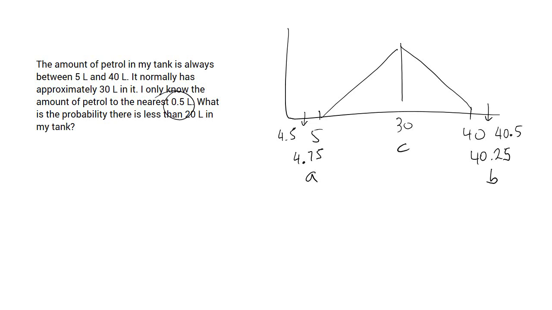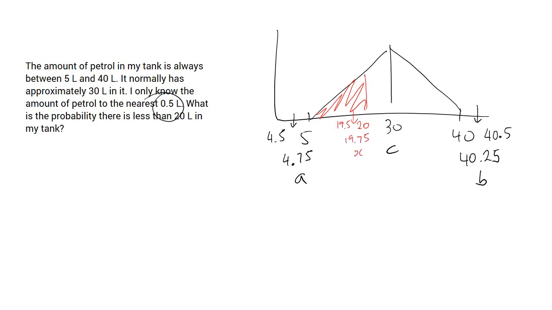Now it asks us to find out the probability there is less than 20 litres in the tank. So 20 is going to go in here, and the area we want is this. In order for there to be less than 20 litres in the tank, it needs to not round to 20. So the cutover point between 19.5 and 20 would obviously be 19.75. So that is our X value that we're going to be using.